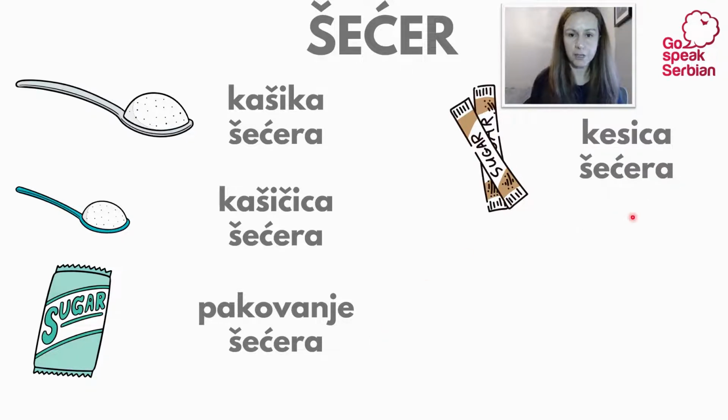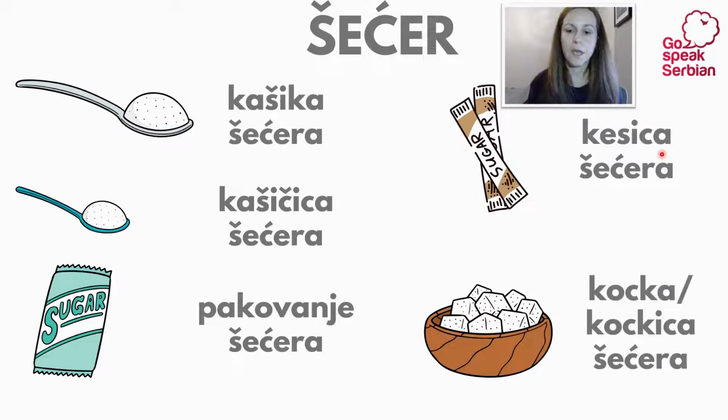Kesica šećera, it's a small bag of sugar, the one that you usually get in coffee shops. And again, notice the ending ica for diminutive form. Kesica. Kesa is a bag, for example, a plastic bag that you get when you go grocery shopping. But kesica, to je mala kesa. And finally, we have kocka šećera, which is a cube of sugar.